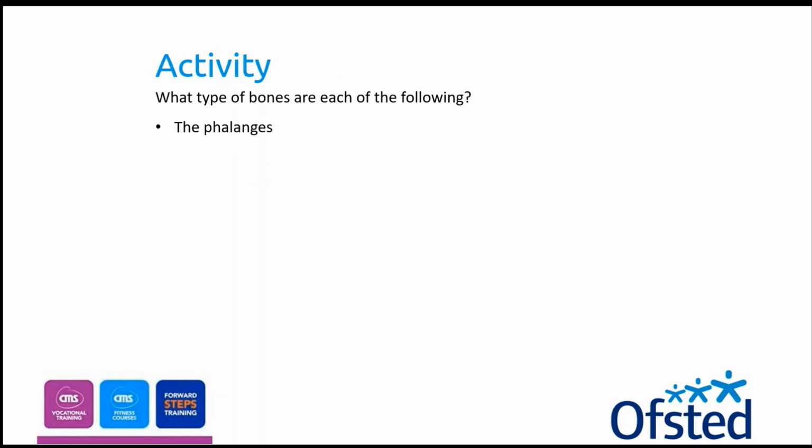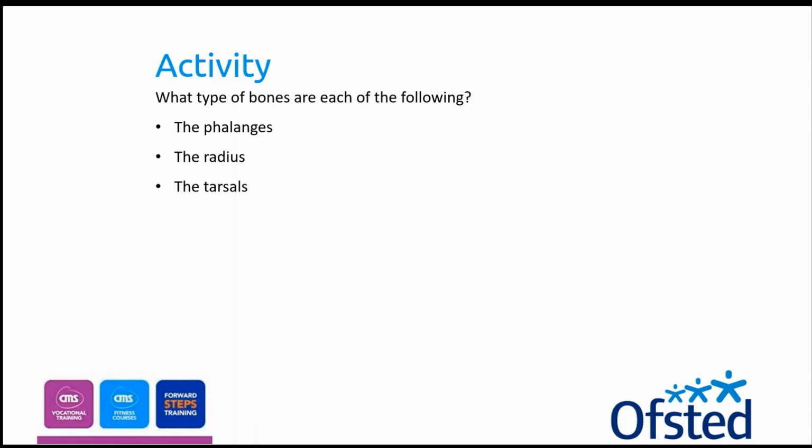Now just a quiz for you. So what type of bone is the following? So the phalanges, what type of bone is the phalanges? If you want to pause it quickly and write these down, you can do. But a phalange would be classed as a long bone, and your phalanges are like your fingers and your toes. What would your radius be classed as? So that would be a long bone as well. Radius and your ulna, in your arm.